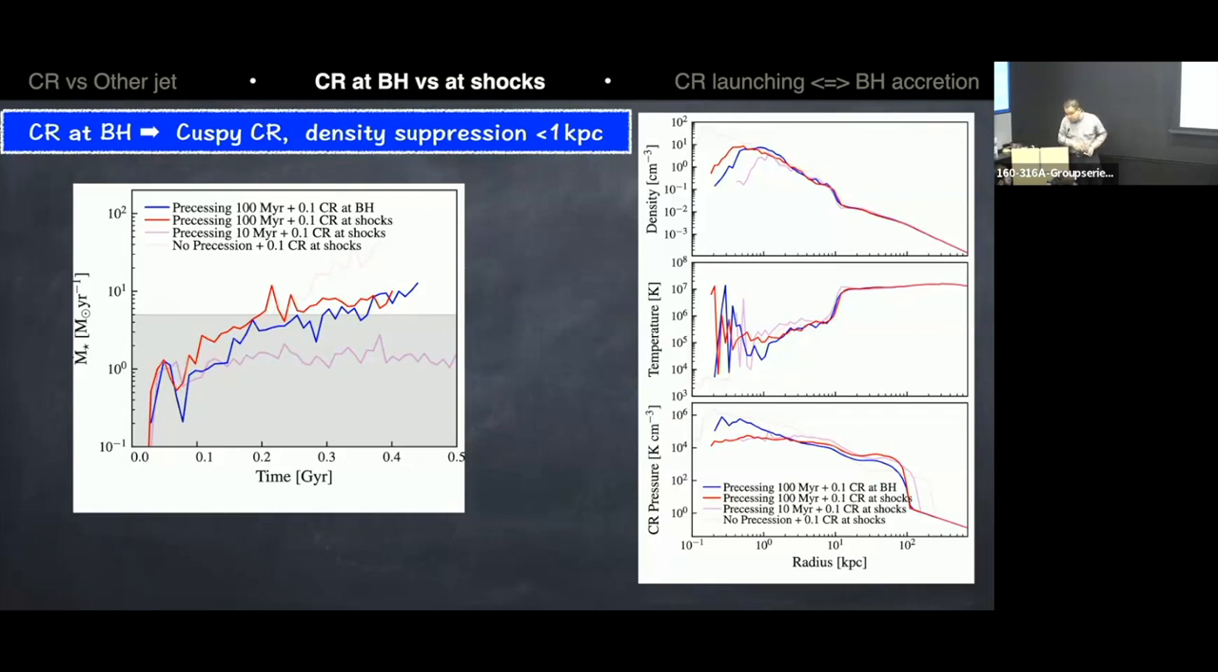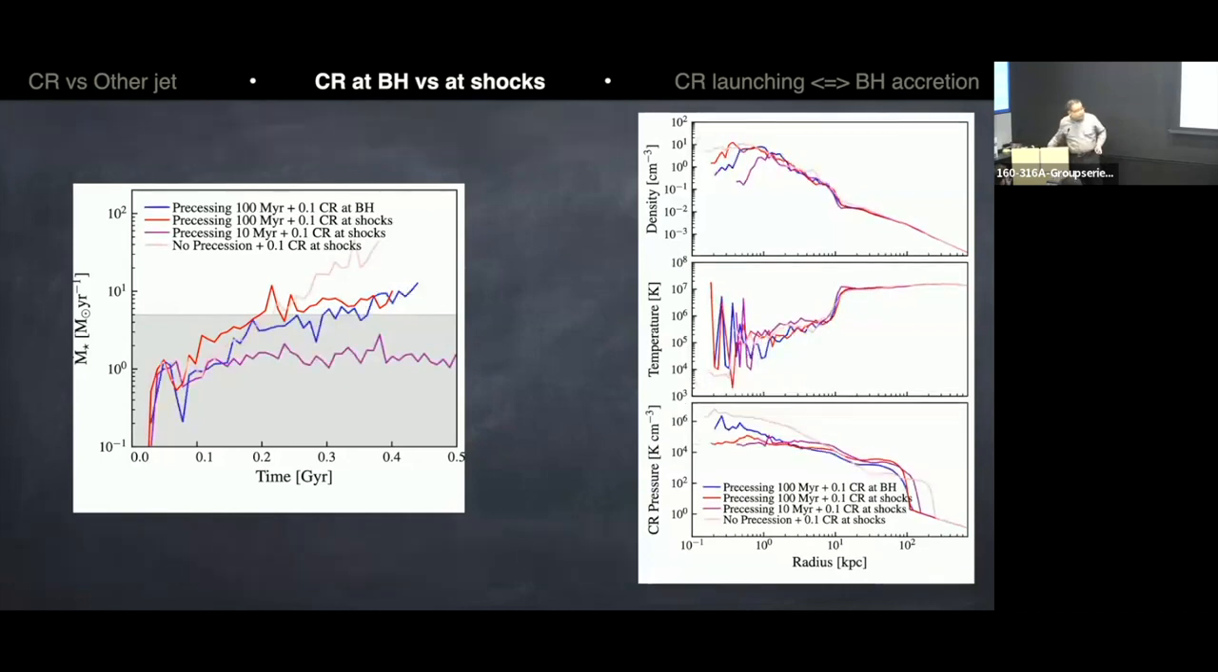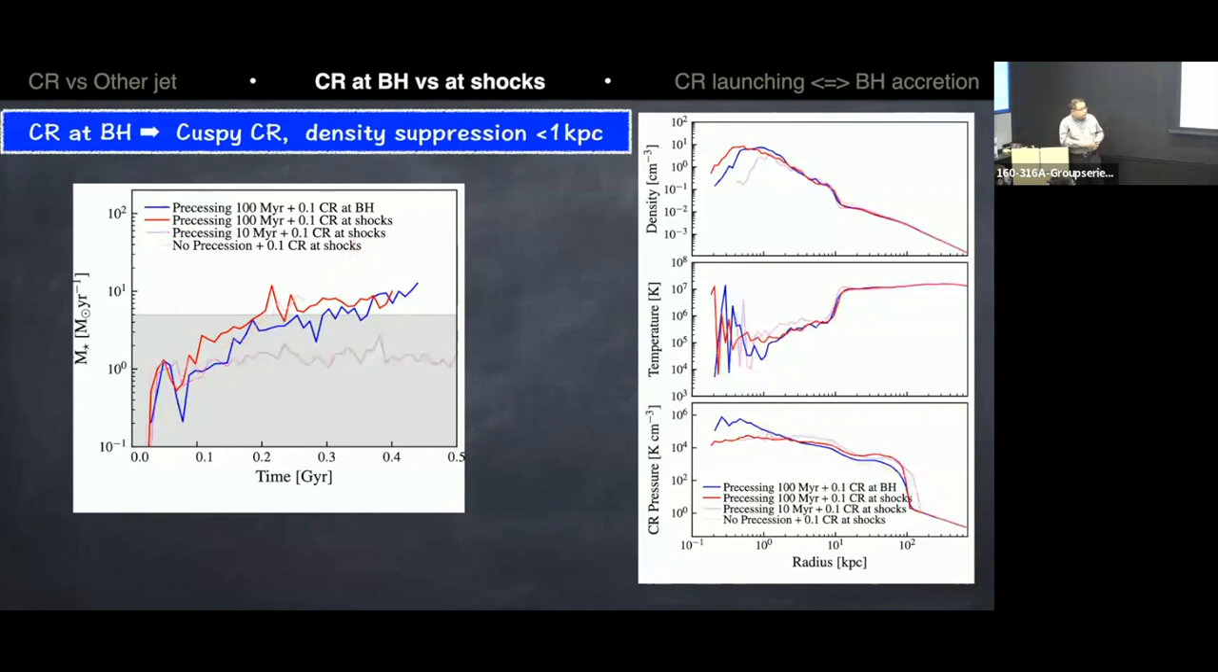like the blue line here. On the other hand, if you inject cosmic ray at a larger scale cocoon shock front, it tends to have a much flatter distribution of the cosmic ray, and a lot of cosmic ray is actually located at a few 10 kiloparsec.